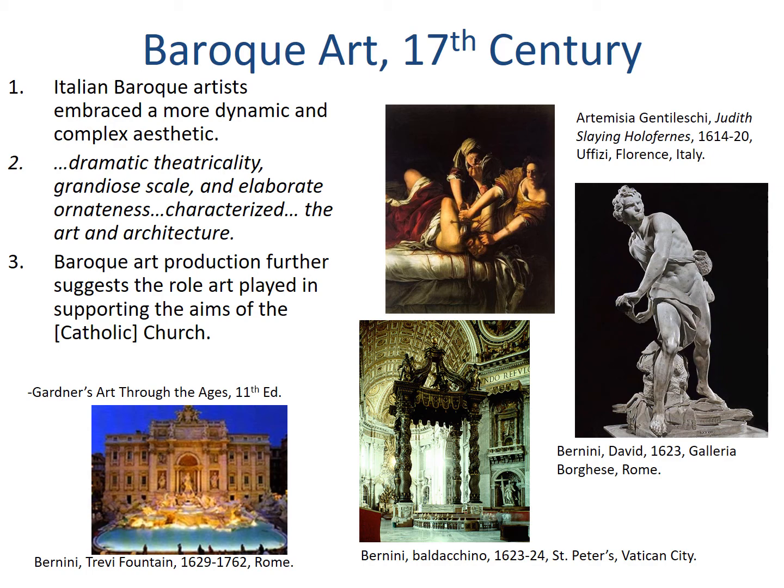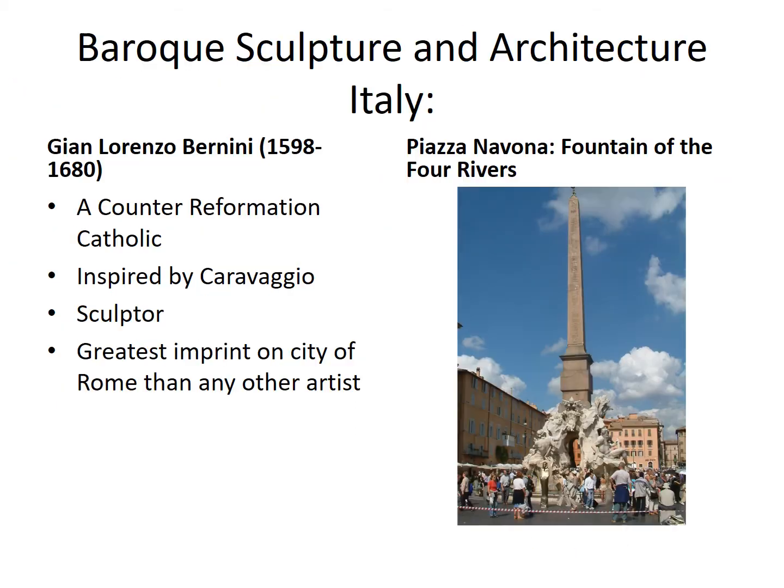You can see different examples of Baroque art on this slide. Baroque sculpture and architecture in Italy. Of course, one of the most famous sculptors and architects was Bernini, part of the Catholic Counter-Reformation. He was patronized by the papacy.